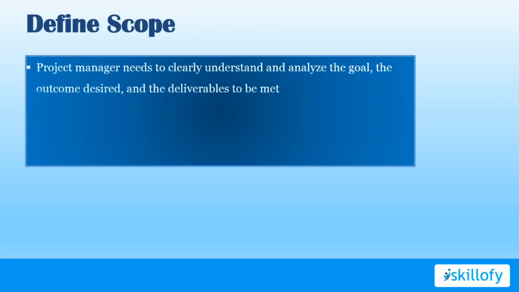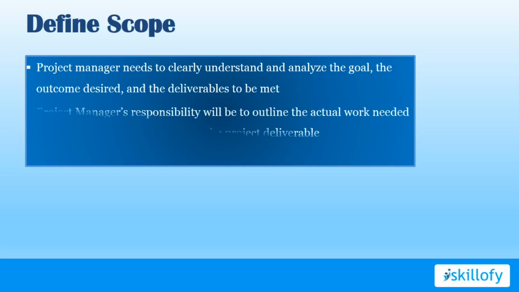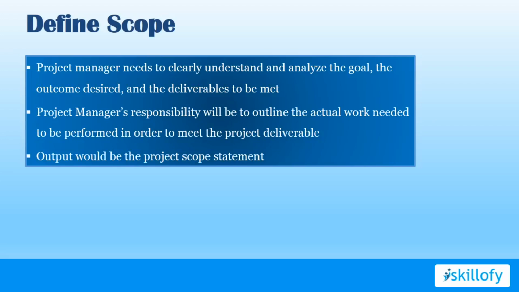After defining the project and collecting required information from the different stakeholders of the project, it is the role of the project manager to clearly understand and analyze the goal, the outcome desired, and the deliverables to be met. The project manager's responsibility will be to outline the actual work needed to be performed in order to meet the project deliverable. The output would be the project scope statement.